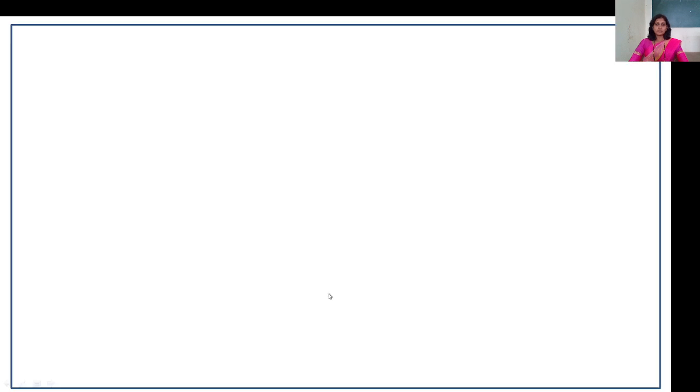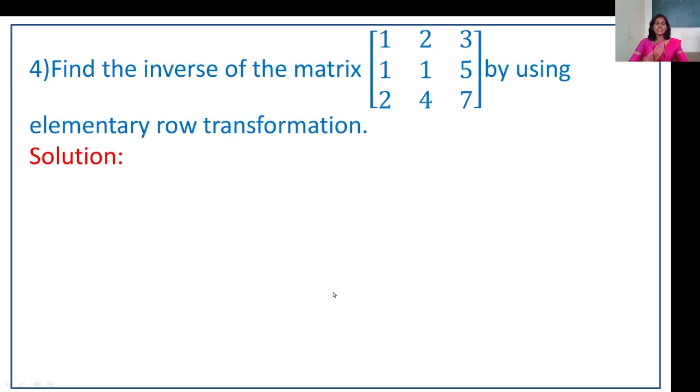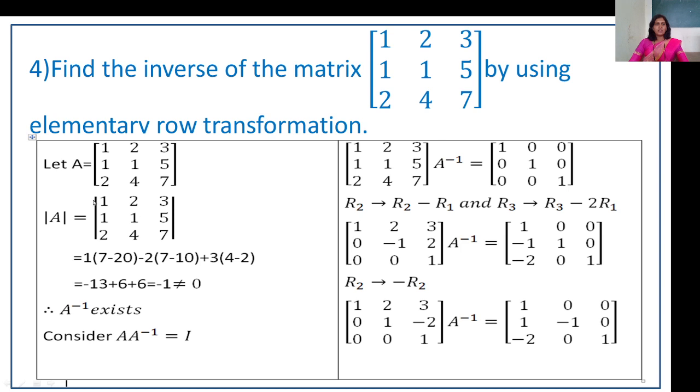This is our third example. Then next, fourth example: find the inverse of the matrix [1 2 3; 1 1 5; 2 4 7] by using elementary row transformation. So let A be equal to the given matrix. Firstly, we have to find its determinant. It is minus 1, which is non-zero.